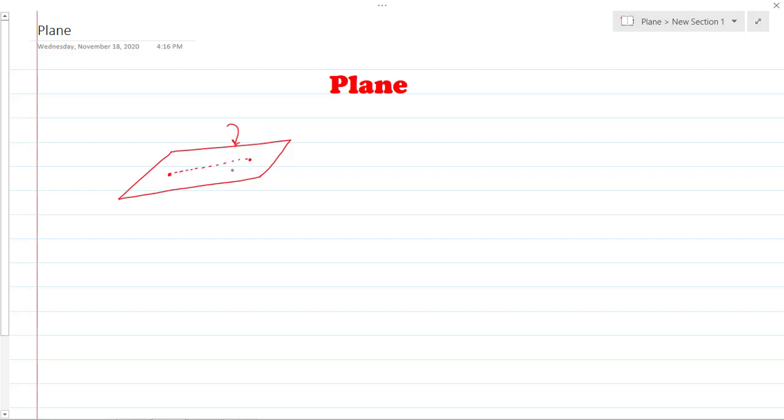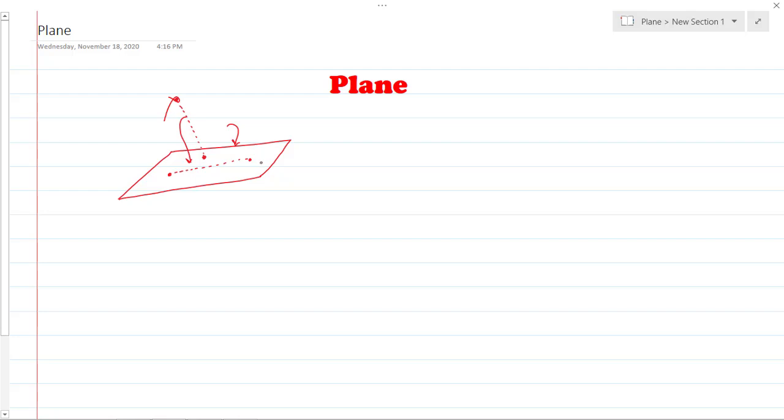Now what could be the opposite meaning? Look, I have taken one point here and another point here. And if I draw this line, definitely this line is not lying on this plane, because this point I am not taking on this surface. So the definition of a plane is: a plane is any surface such that the line joining any 2 points on that surface lies on that plane.